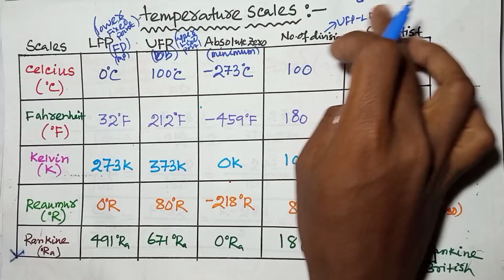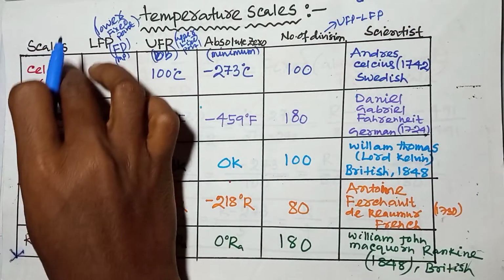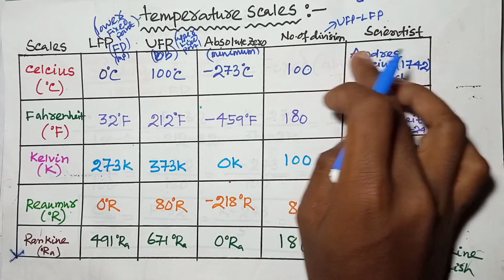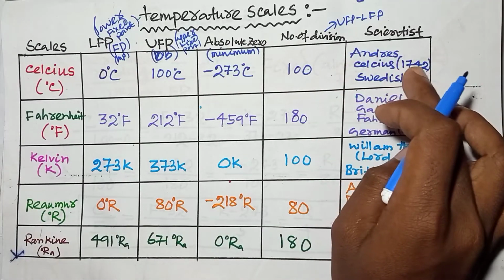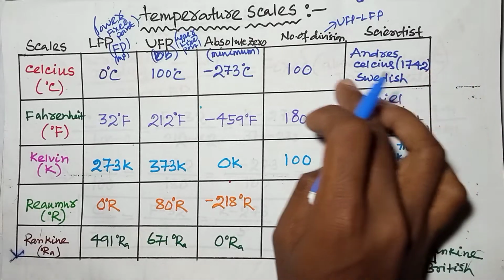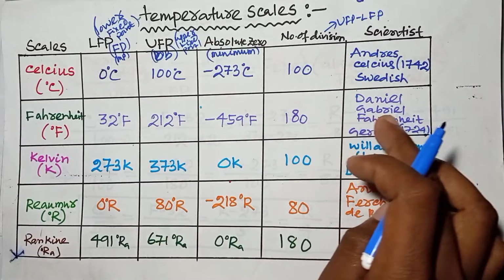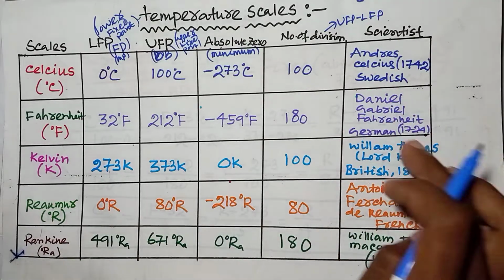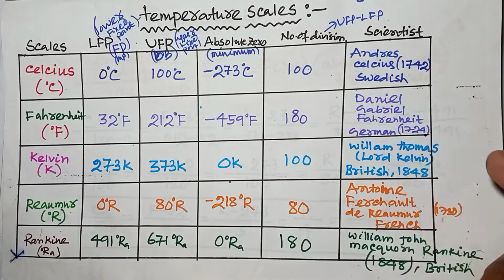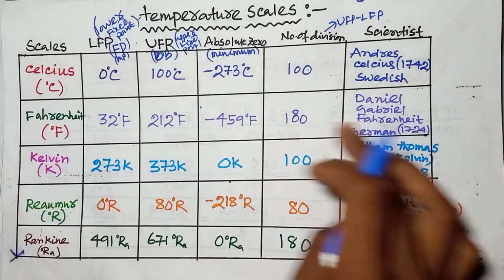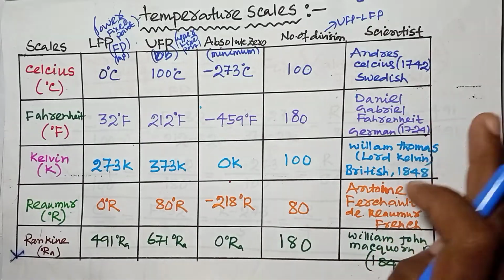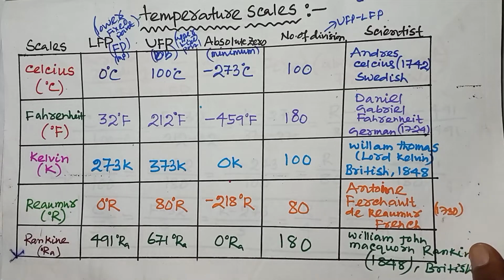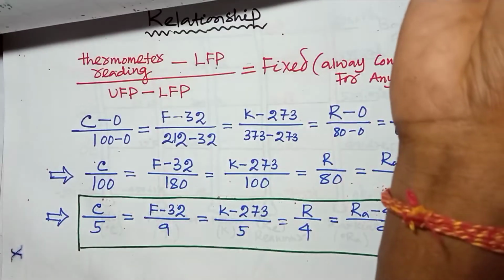And here are the names of the scientists who discovered these scales. The Celsius scale was discovered by Andreas Celsius in 1742. He was a Swedish scientist. The Fahrenheit scale was discovered by the scientist Daniel Gabriel Fahrenheit. He was a German scientist, and he found it in 1724. And here are the names of the different scientists.